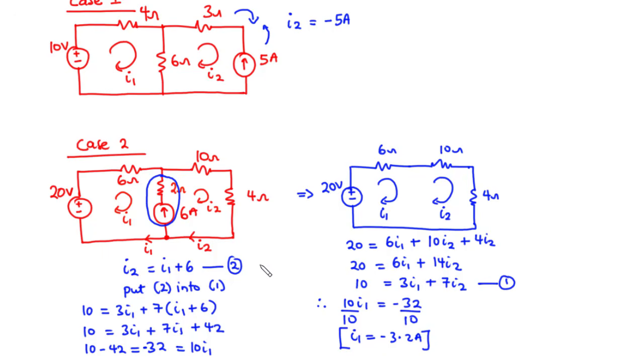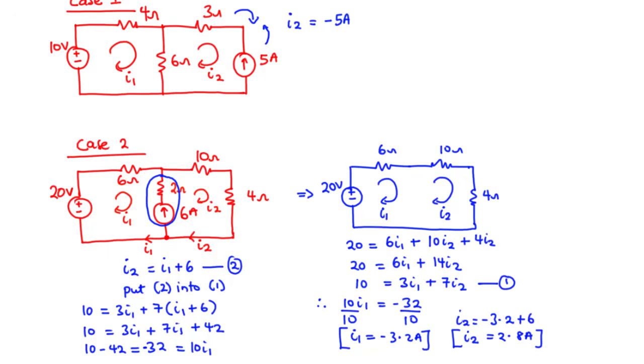Now from equation 2, we can find the value of I2. So we have I2 equal to I1, which is negative 3.2, plus 6. Negative 3.2 plus 6 is equal to 2.8. So we have the value of I2 to be equal to 2.8.